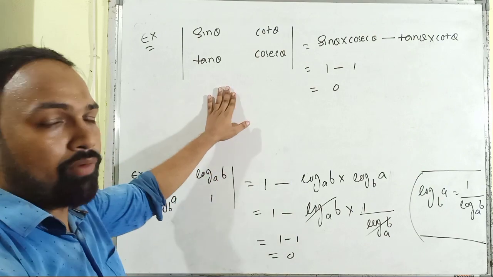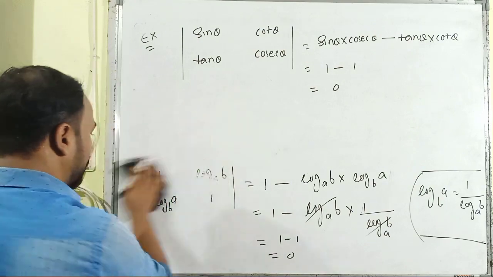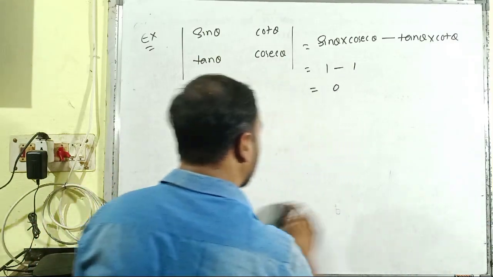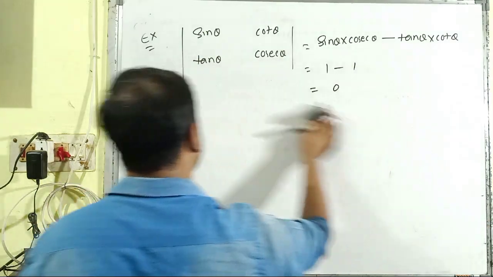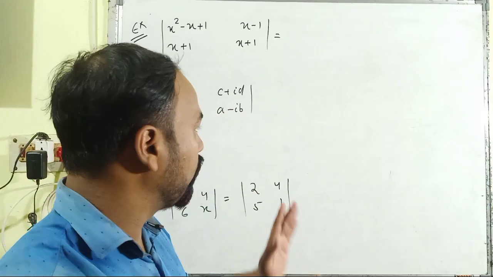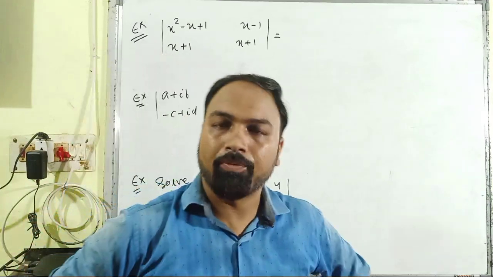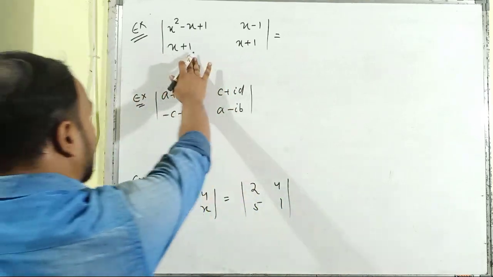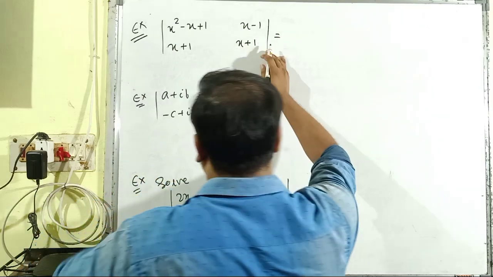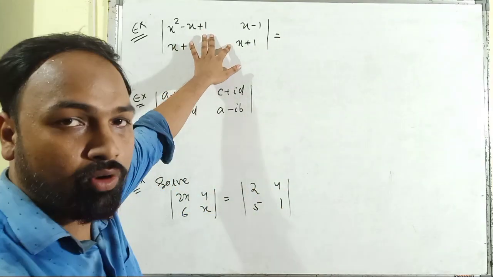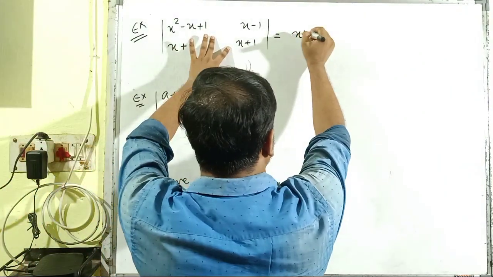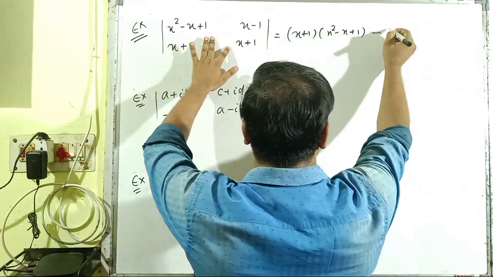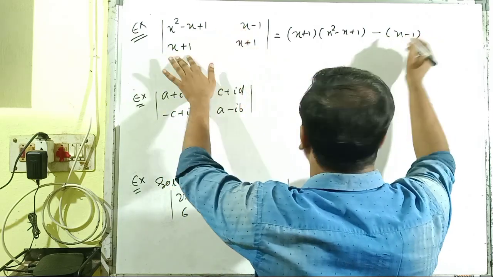Okay. After this problem, let us solve some more problems so that it will be very clear to you how we can find out the determinant of a square matrix of order 2. Then let us move towards some more important problems based upon the determinant of a matrix of order 2. So here is the problem, and the procedure is, first of all we multiply the main diagonal elements, that is x plus 1 multiplied with x square minus x plus 1, minus the multiplication of x minus 1 with x plus 1.